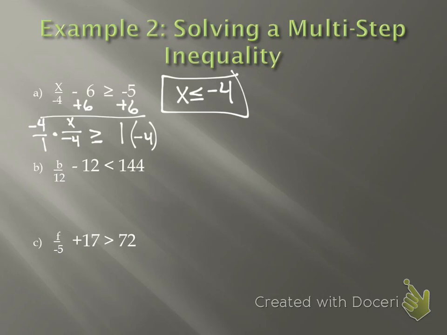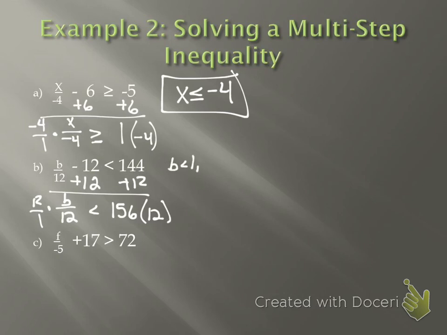For the next one, first step, I need to add 12 to both sides. So b over 12 is less than 156. Multiply both sides by 12. I'm going to get a big number. What's my answer? b is less than 1,872. Then I put that on a number line.